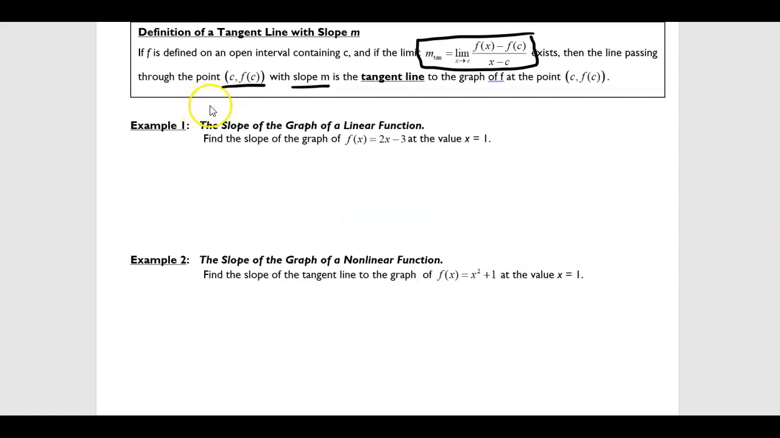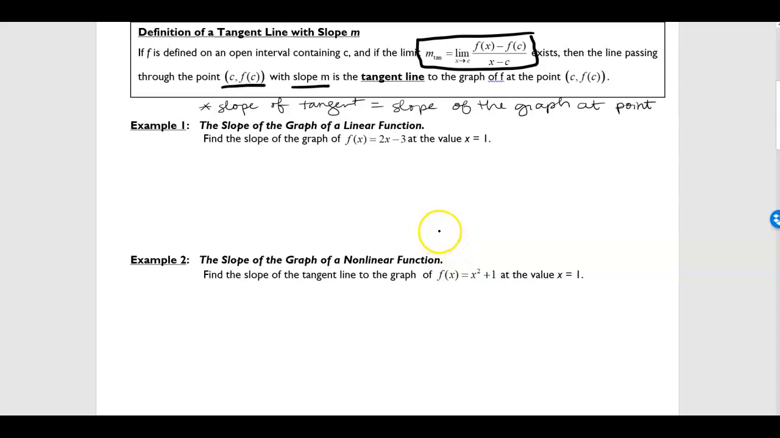Something that's important to realize here is that the slope of the tangent line is equal to the slope of the graph at the point of tangency. So at that point that they share.